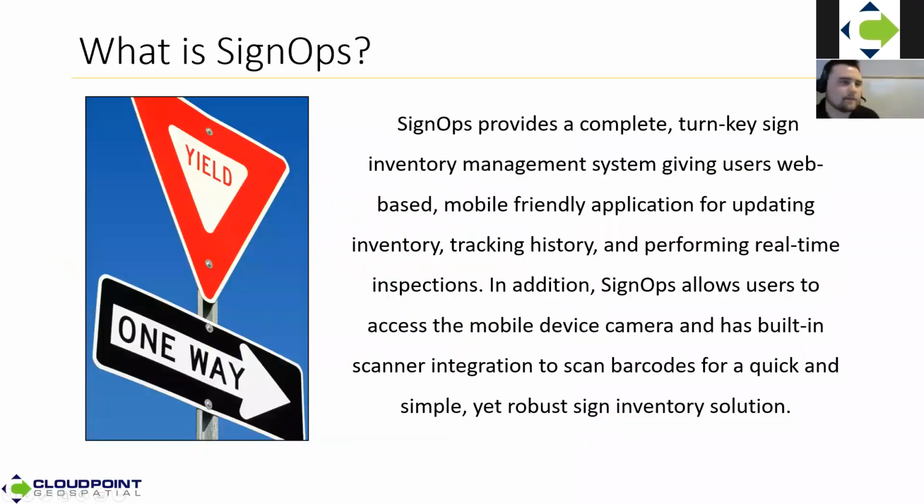So what is SignOps? SignOps is a solution that provides a complete turnkey sign inventory management system that gives our users a web-based, mobile-friendly application for updating their sign inventories, tracking their history, and that does include a complete maintenance history for each and every individual sign. They can also perform real-time inspections of their sign inventories. SignOps also allows its users to access the camera on their mobile device, and we have some built-in scanner integration to scan barcodes for a quick and easy yet robust sign inventory solution.